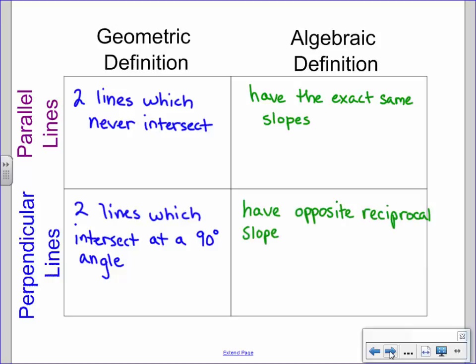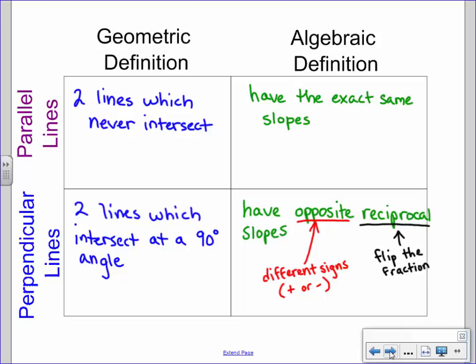And so I want to get a little more specific. The word opposite means different signs, and that means either positive or negative. One's going to be positive and one's going to be negative. Reciprocal means flip the fraction. So let's look at some examples.